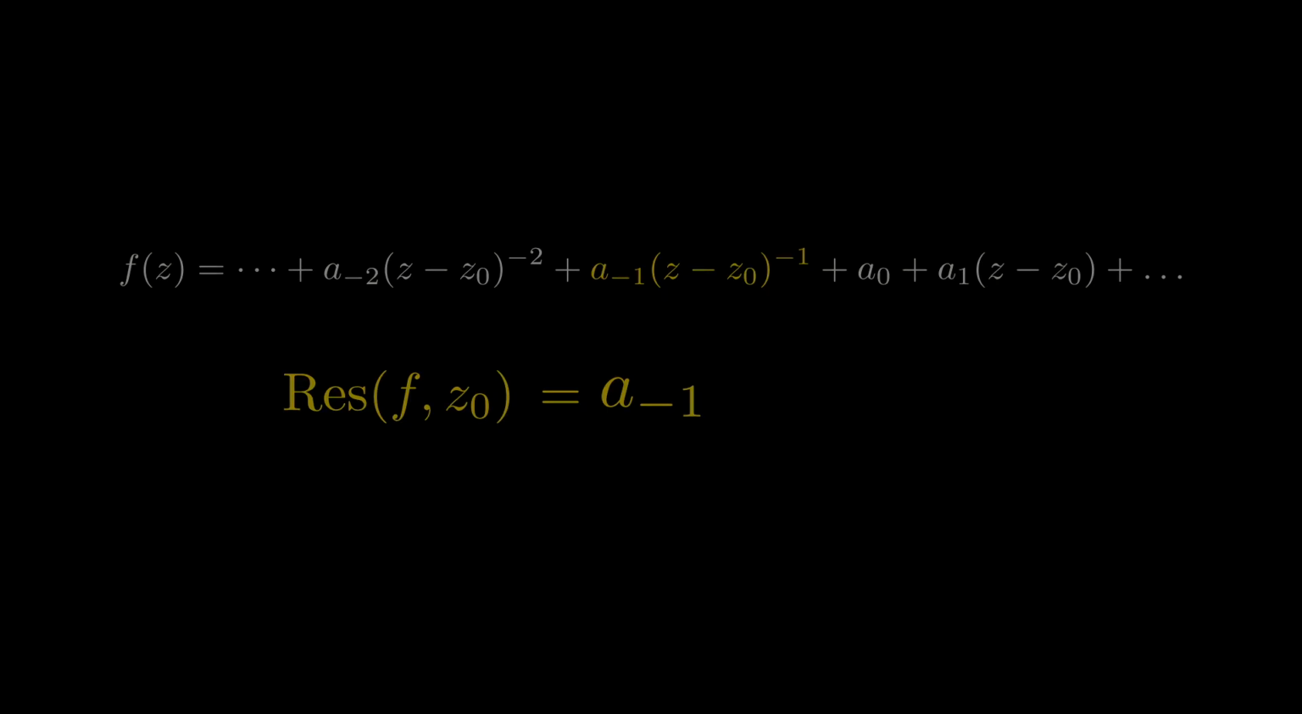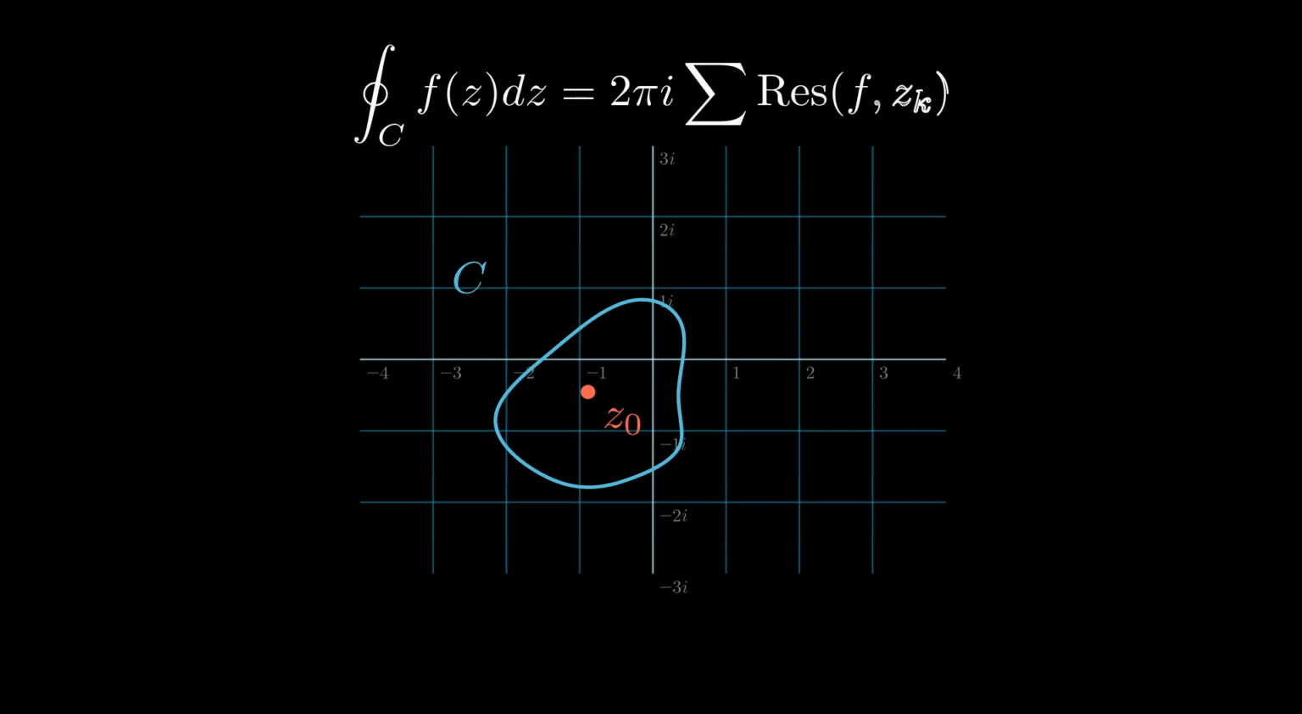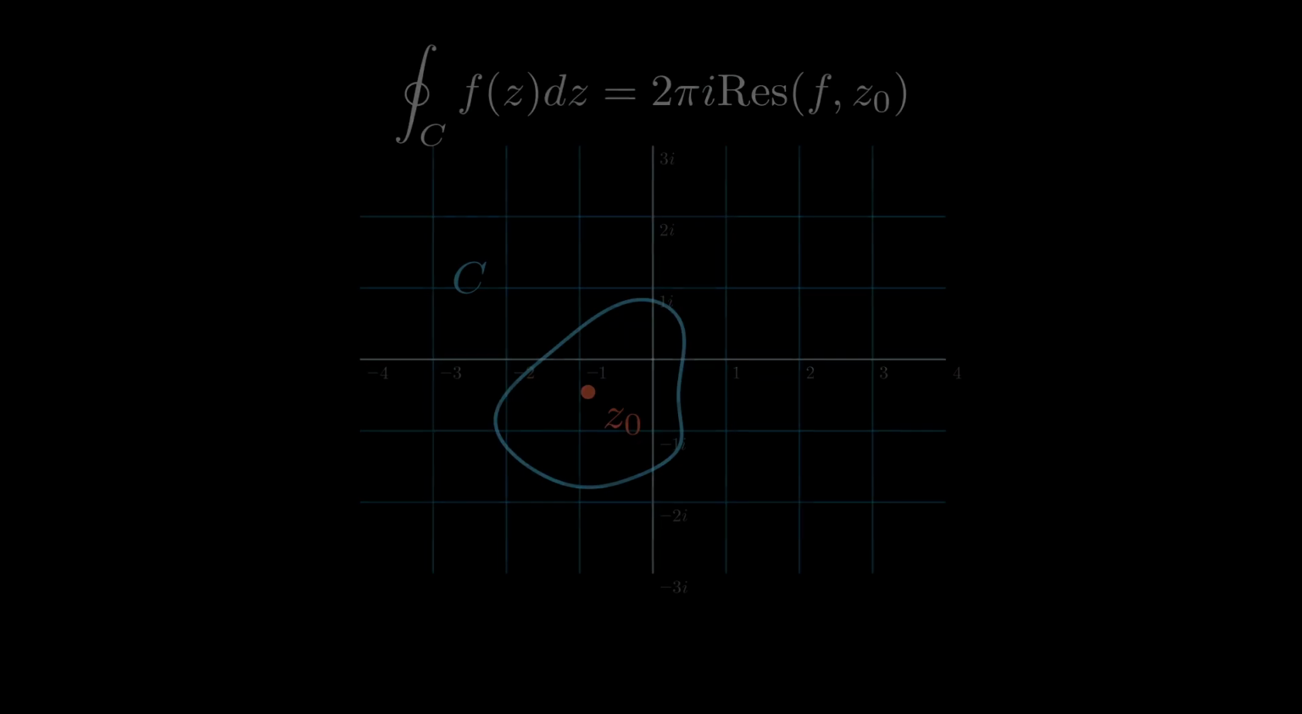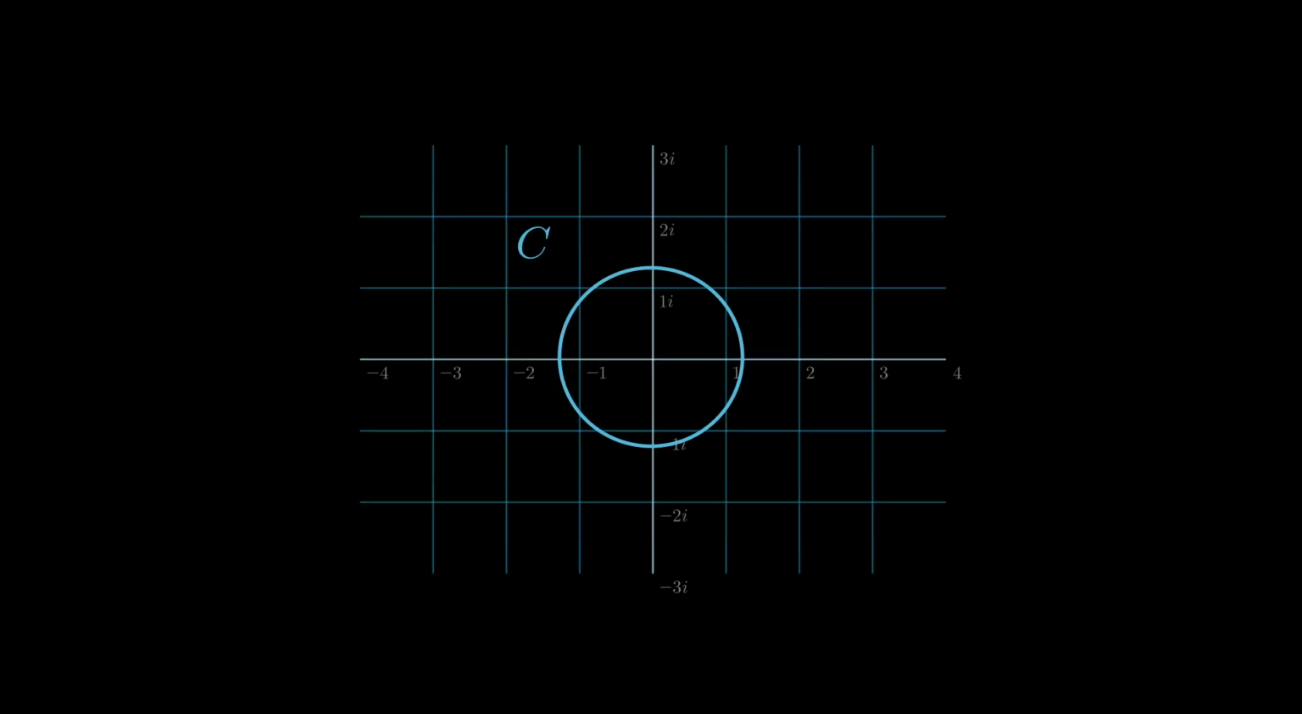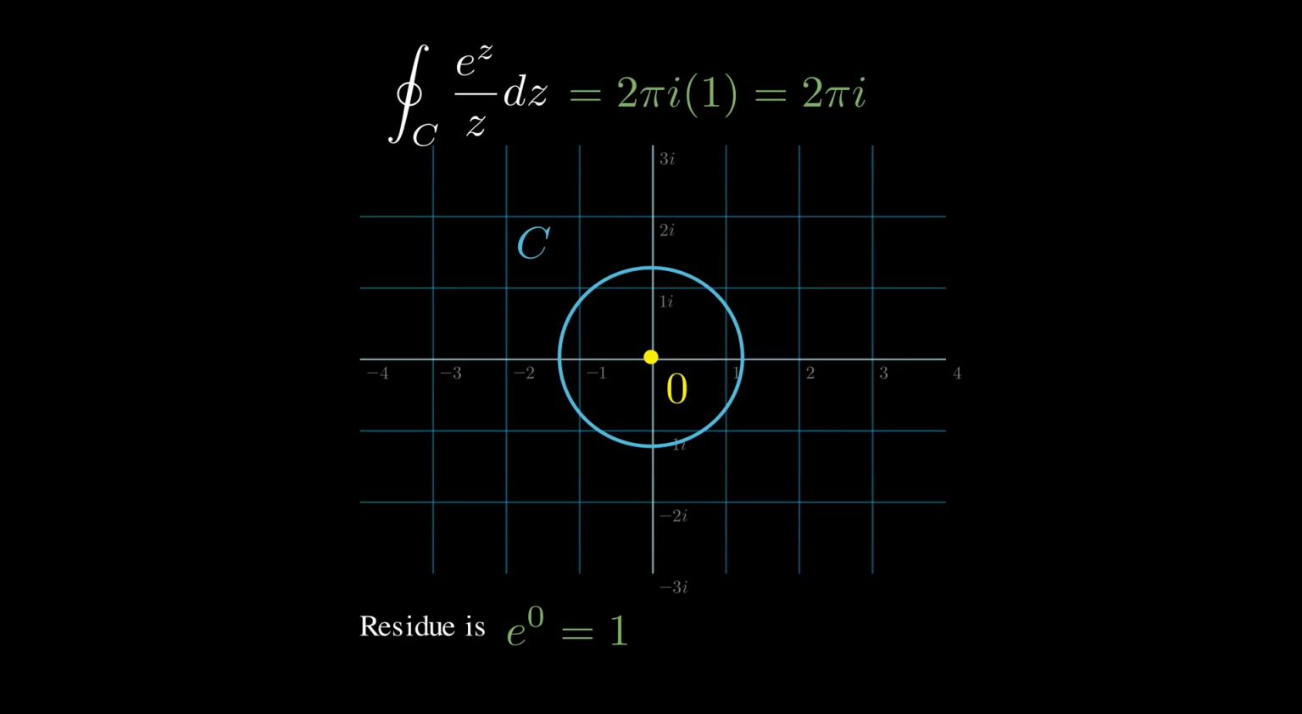But why is this coefficient so magical, so important? Well, because of the residue theorem. It states that if you want to integrate a function around a closed loop, the answer would be simply 2 pi i times the sum of the residues of the function inside the loop. For example, if we want to integrate e to the z over z on a closed loop around the origin, then the residue at z0 is just going to be e to the 0, which is equal to 1. You multiply by 2 pi i and you get 2 pi i.